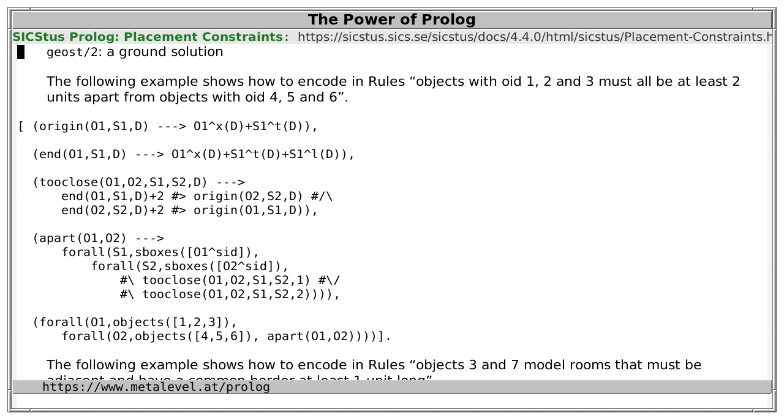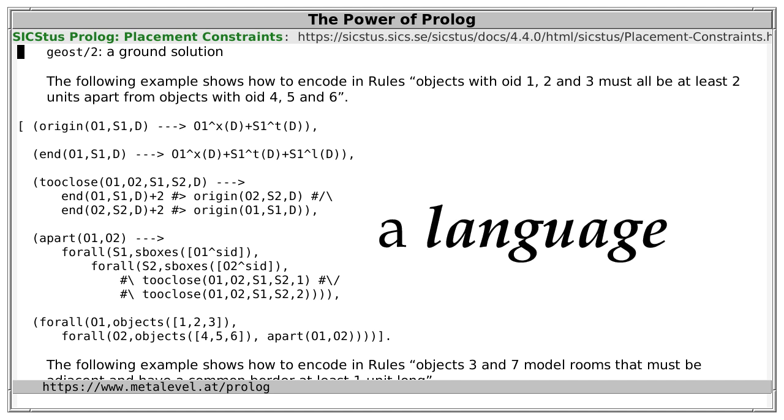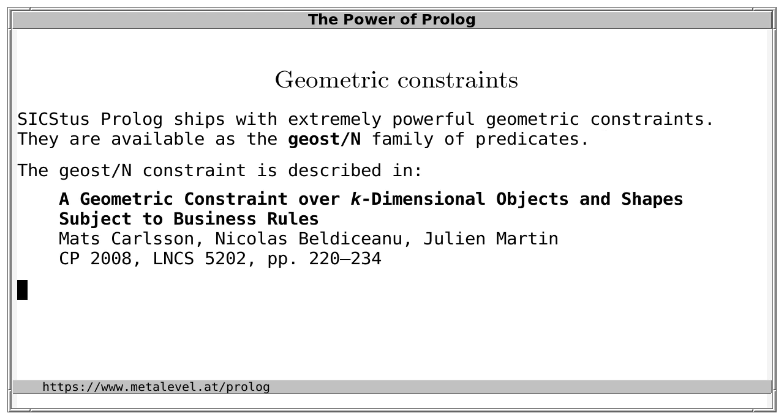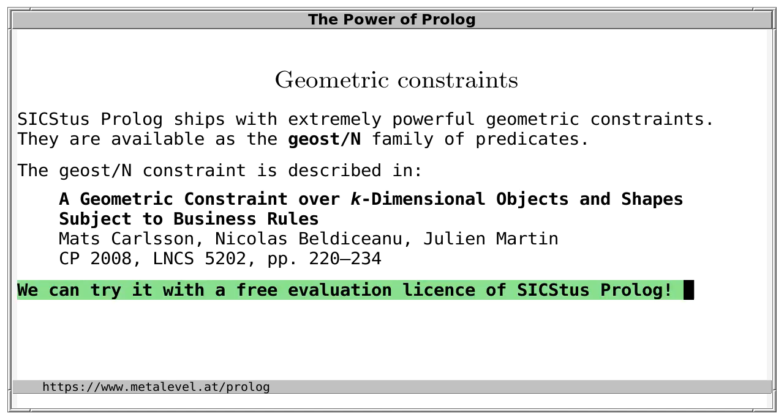We can also specify rules that must hold, hence the name, geometric constraint subject to business rules, geost. This is an example of a language that lets us conveniently express what must hold. So this is an extremely powerful and versatile constraint described in more detail in a publication. And as far as I know, SICStus Prolog is currently the only Prolog system that provides geost. And we can readily try it with a free evaluation license of SICStus.